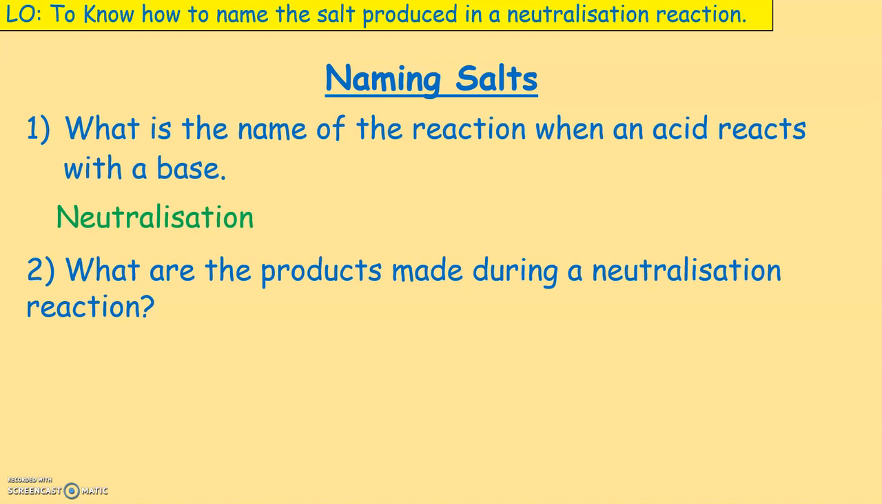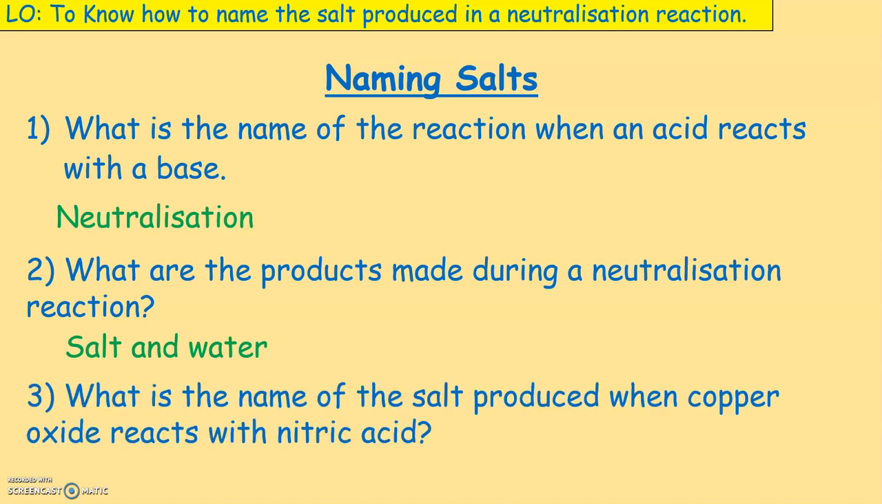All right, that should take us less than 1 minute. It should be salt plus water. These are the products from neutralization. Now, the last question from this part is, what is the name of the salt produced when copper oxide reacts with nitric acid? Can you figure that out? Again, pause the video. When you're ready, press play. All right, I'm sure you should be able to say the salt is called copper nitrate.